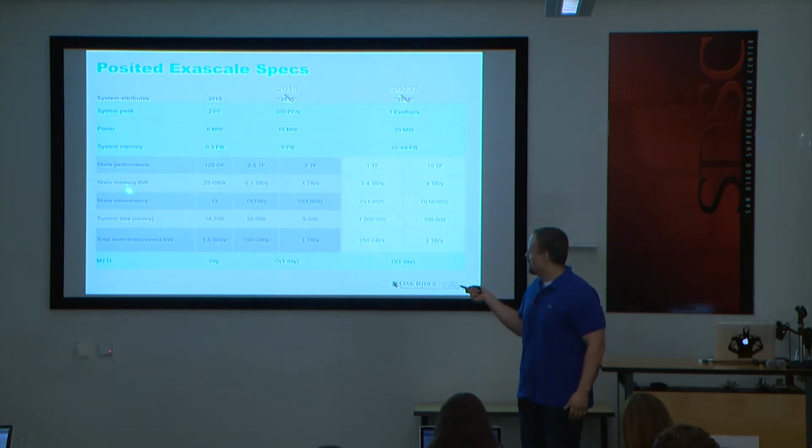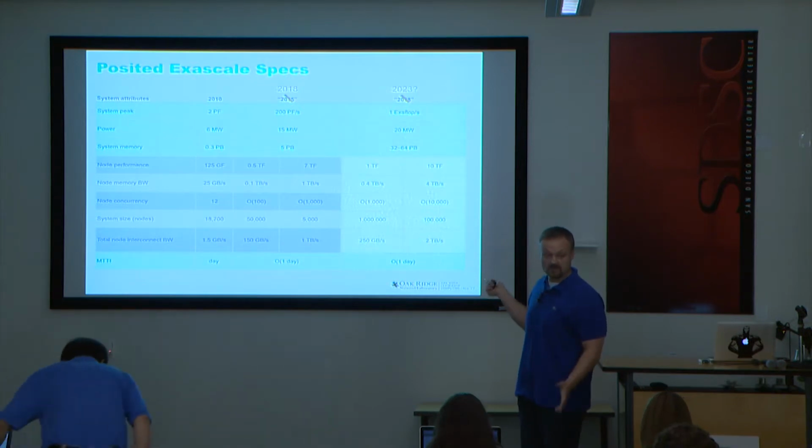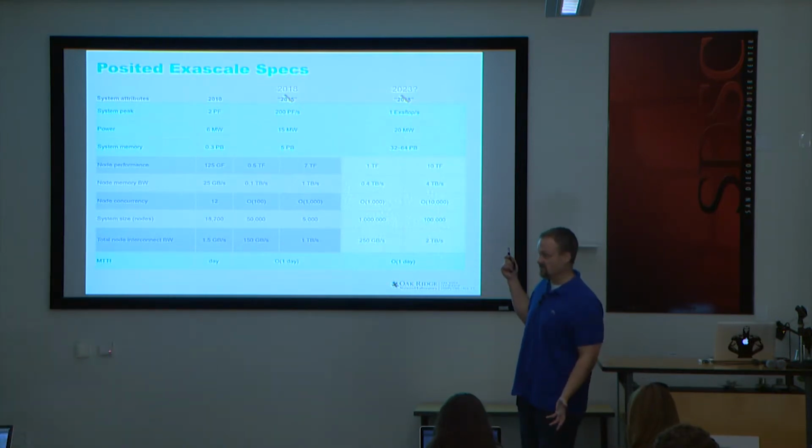The system size, it could either be 1 million nodes or 100,000 nodes. If it's 100,000, they're fatter. If it's 1 million, they're thinner.